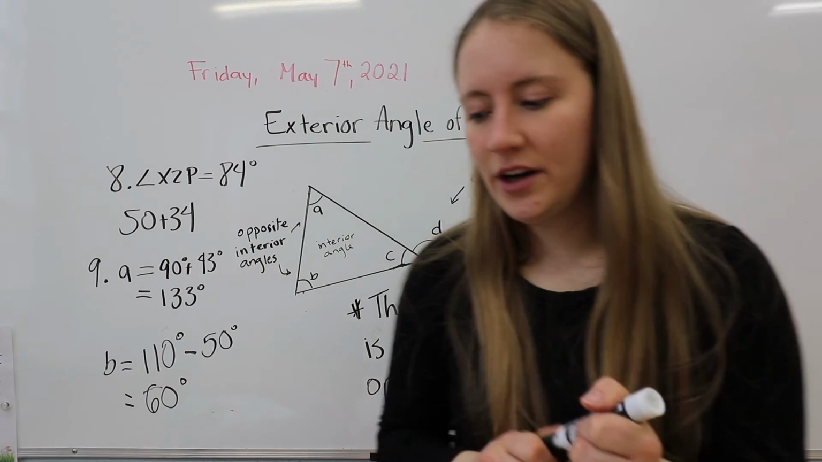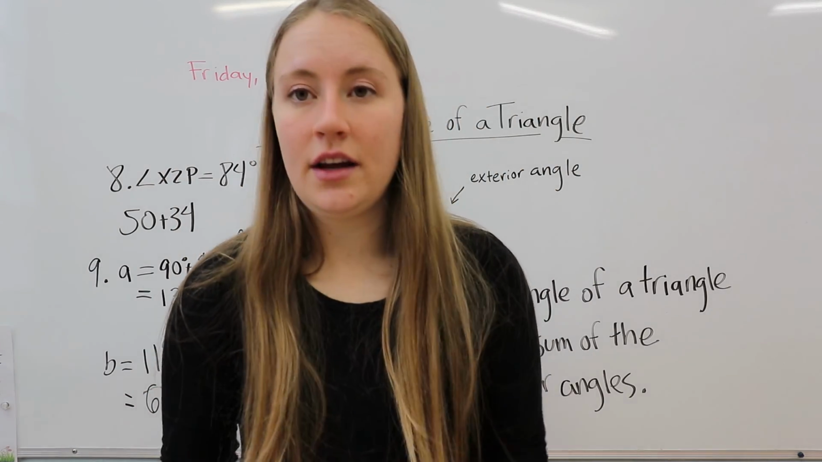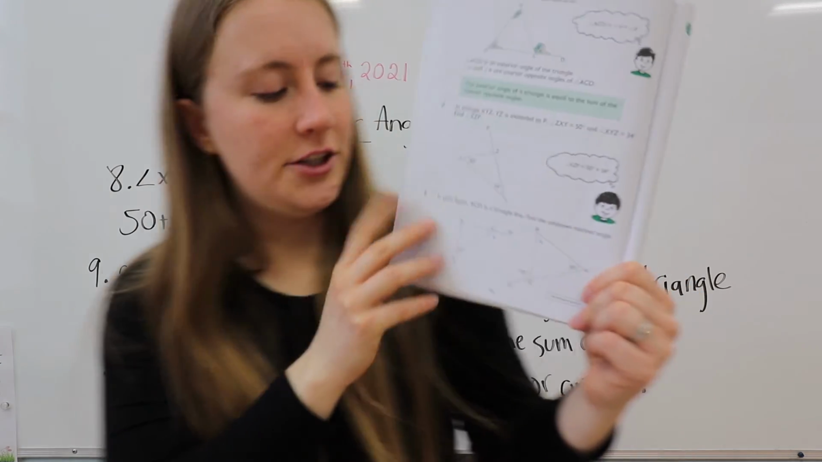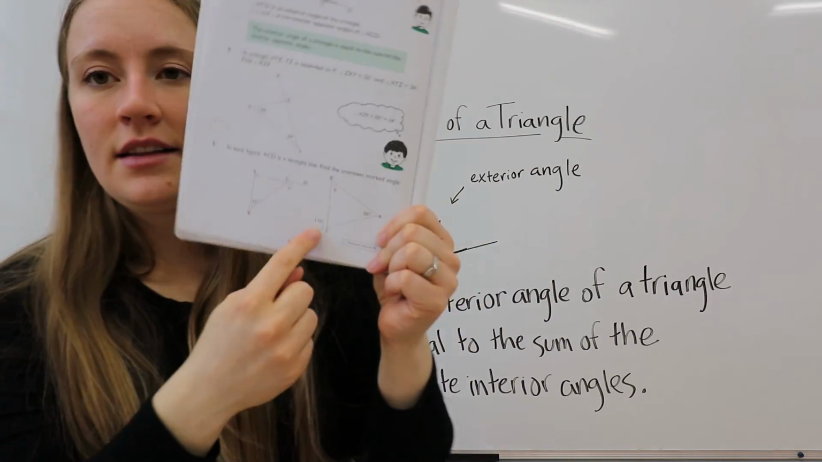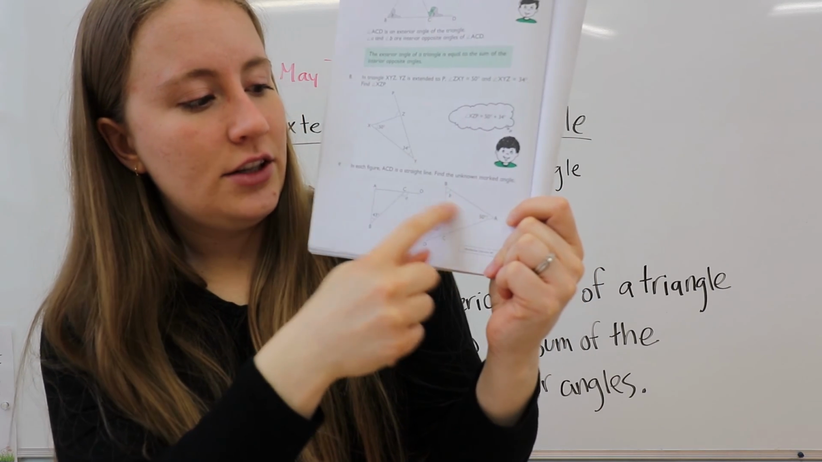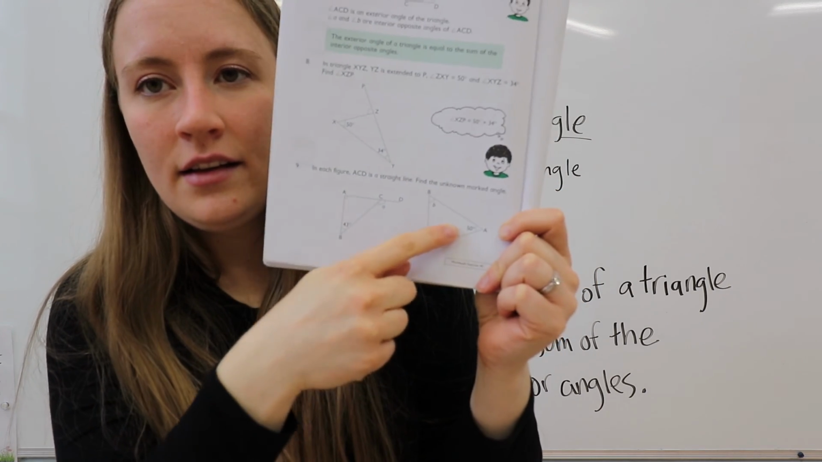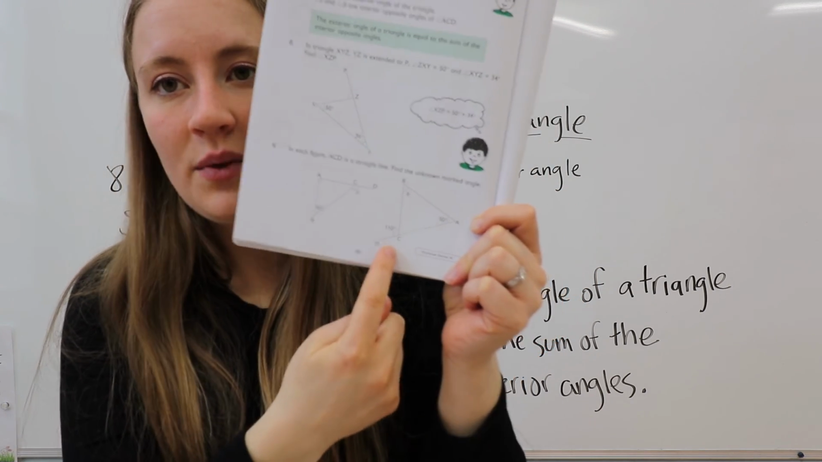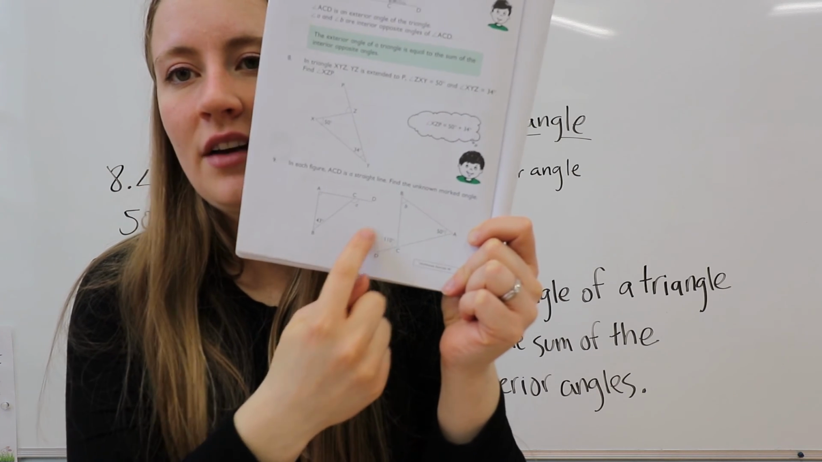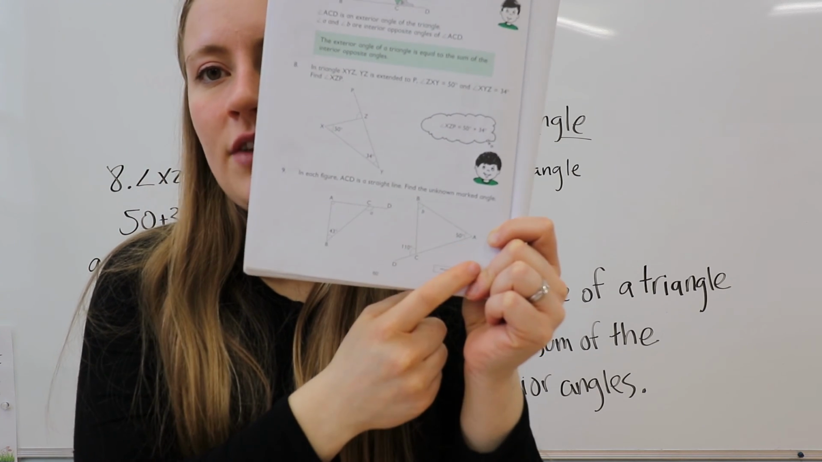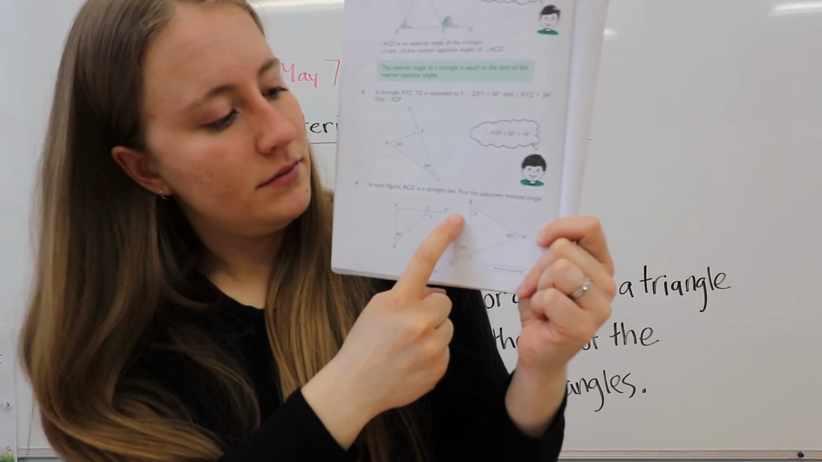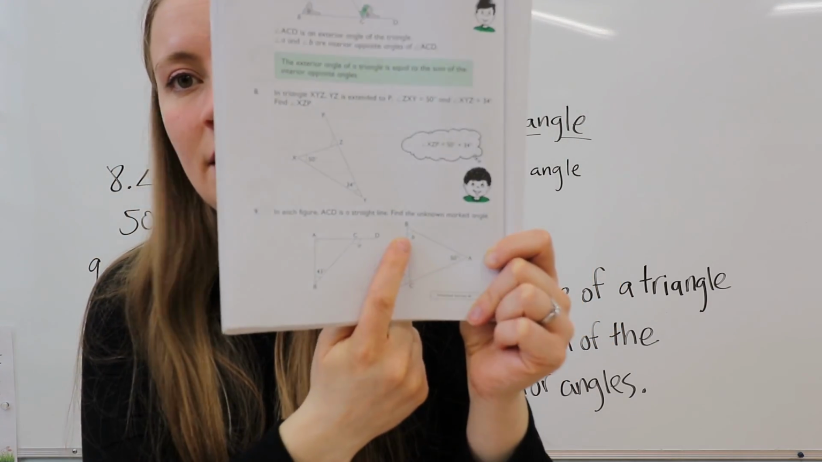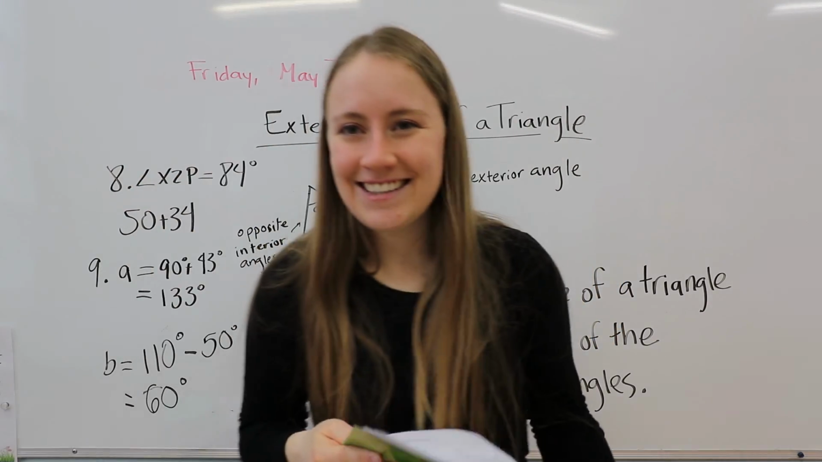Okay, do you see how that works? If you're given the exterior angle, you need to find the subtraction, because these two together, the sum equals this one. So when we have this one, but not this one, we have to subtract to find this one. Okay, does that make sense?